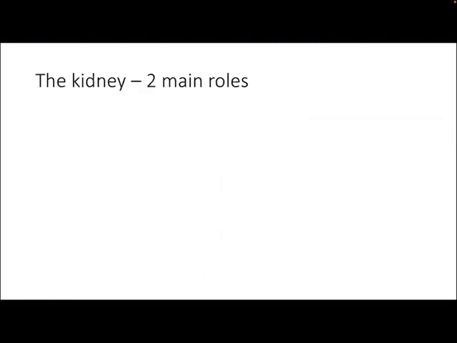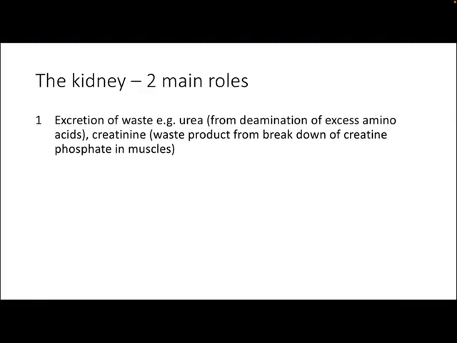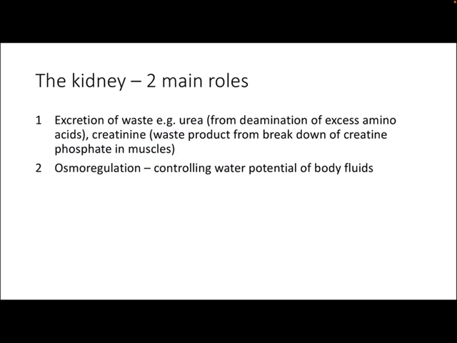So the kidneys. Two main roles of the kidneys are, first of all, the excretion of waste. For example, urea made from the deamination of the excess amino acids. So deamination is removing the amino group, the NH2 group. Or creatinine, which is a waste product that is made from the breakdown of creatine phosphate that is made in the muscles. So excretion of waste is one job. And then the other function is osmoregulation, where the kidneys play a role in controlling the water potential of the body fluids.